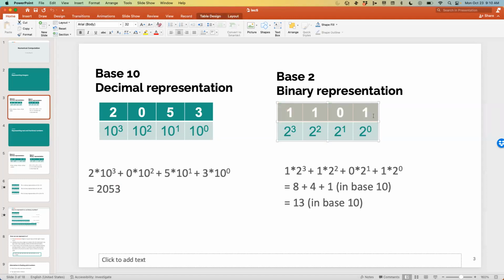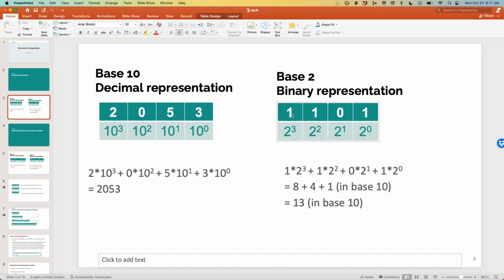So base 2 means that it can only take the digit 0 or 1, all right? And base 10 can take digits from 0 to 9. So how do we represent it? For example, 1 times 2 to the power 0, plus 0 times 2 to the power 1, plus 1 times 2 to the power 2, plus 1 times 2 to the power 3.